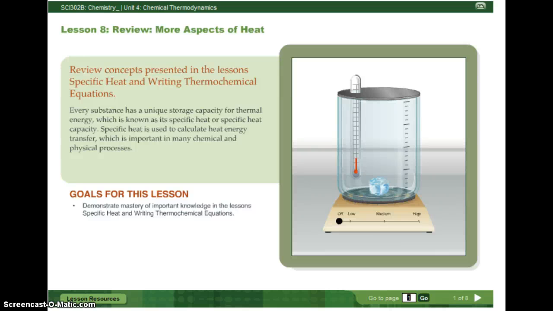Hi, Mrs. KJ here, going over lesson 4.08, Review More Aspects of Heat. Review concepts presented in the lessons of specific heat and writing thermochemical equations.